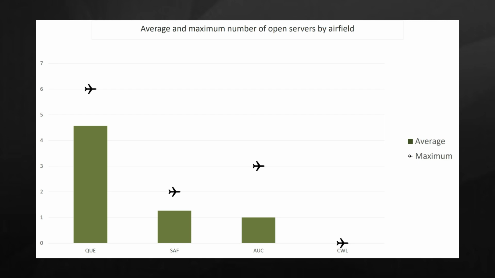The St. Francois and Auckland airfields have a similar average number of open servers. However, Auckland Airport does have a higher maximum number of servers open at one time.